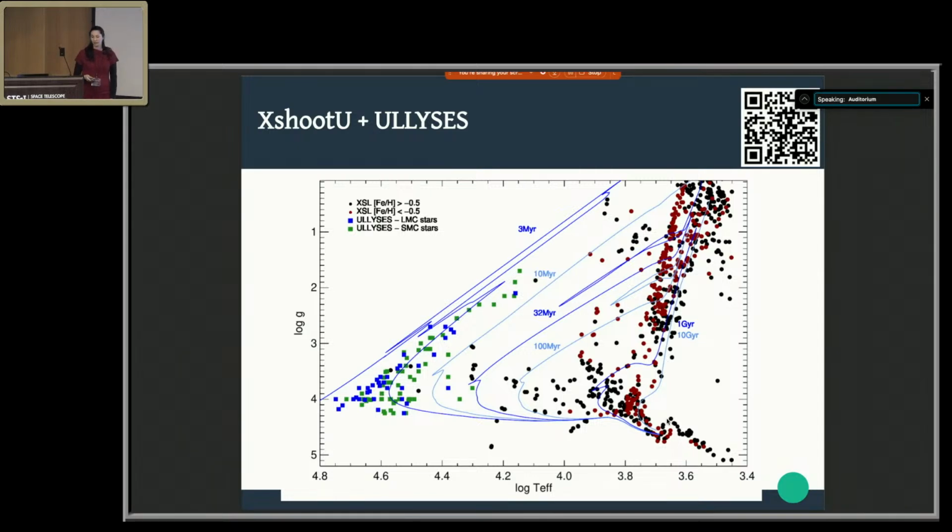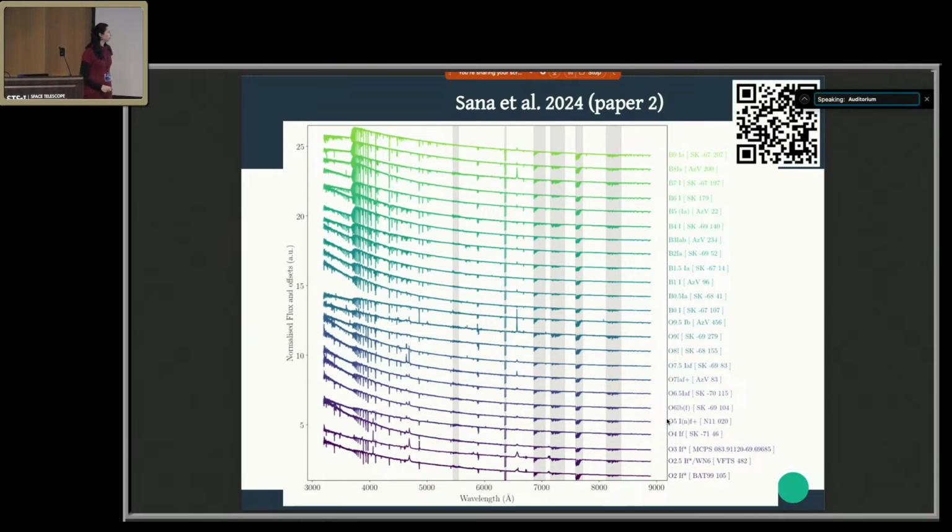So XSL together with Ulysses is going to create a stellar library that can be much broader than whatever we have available so far. And of course, this is the data release paper. It is already on arXiv. You can download and see it. We have lots of beautiful spectra. They are reduced, flux calibrated, merged, and everything.